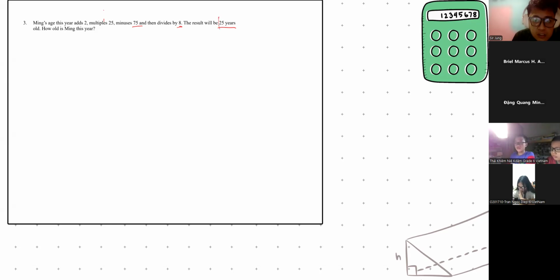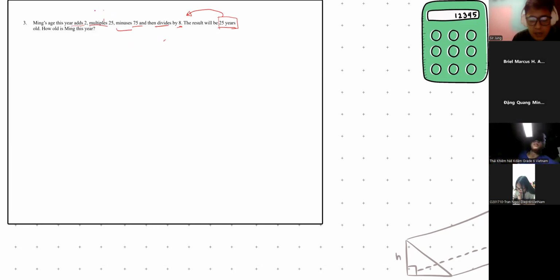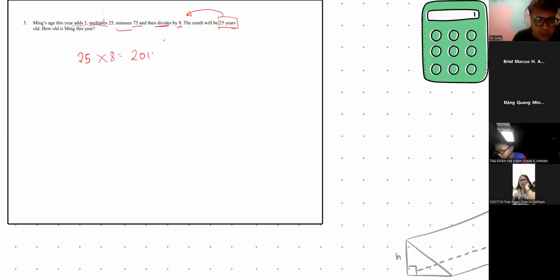So to solve this, we need to do it backwards. Okay. So division will become multiplication. Subtraction will become addition. Multiplication will become division. And then addition will become subtraction. Okay. So let's start with 25. Since it is stated that it was divided by 8, we need to multiply this by 8. 25 times 8, that's 200.